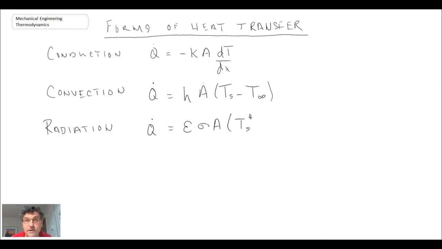Here the temperature is in Kelvin, so you have to be careful. The other equations could use degrees Celsius, Kelvin, Fahrenheit or Rankine, depending on which unit system you're using. But for this equation, it's very important that you use Kelvin. It is then the difference between the surface temperature and the surroundings, each raised to the power 4. Those are the three forms of heat transfer that we can encounter. In thermodynamics, we tend not to dive into details about the heat transfer mechanism itself. Usually this is just a value that is provided. It would be within a heat transfer course where you would go into details and study these different forms of heat transfer.